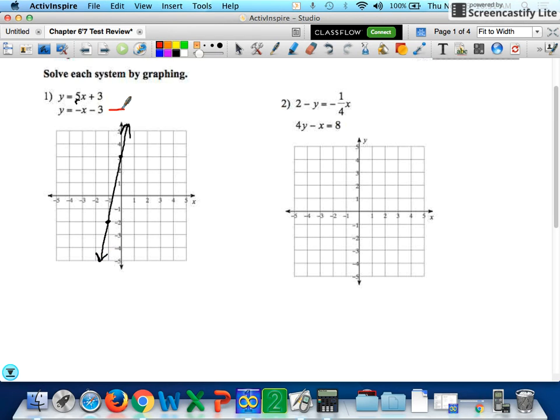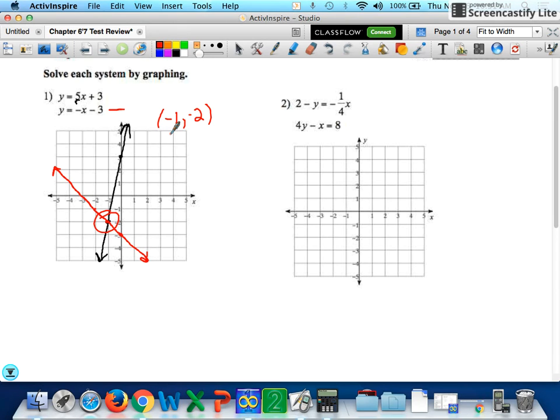My second one, I've got -3 as my intercept, and this is a -1 for a slope. So I can rise 1, run -1. Rise +1, run -1. Basically, it's going to go through all of those diagonals. And there was my intercept. There was my solution at -1, -2.